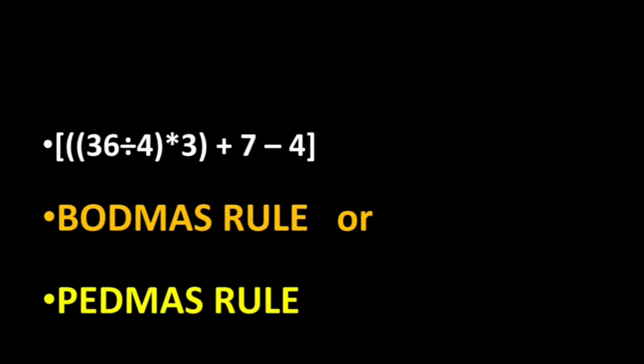BODMAS rule is also called the PEDMAS rule. Here P stands for parenthesis, E stands for exponents, D stands for division, M stands for multiplication, A stands for addition, S stands for subtraction.